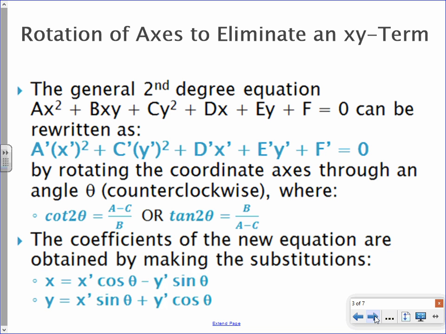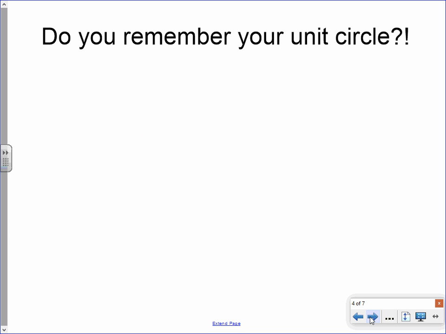So we're just going to do one example together, and then we're going to work on a homework problem piece by piece. I'll say, do this, and then we'll check our answer, and then I'll say, do this, and then we'll check our answer. Okay? Your unit circle is going to be important.